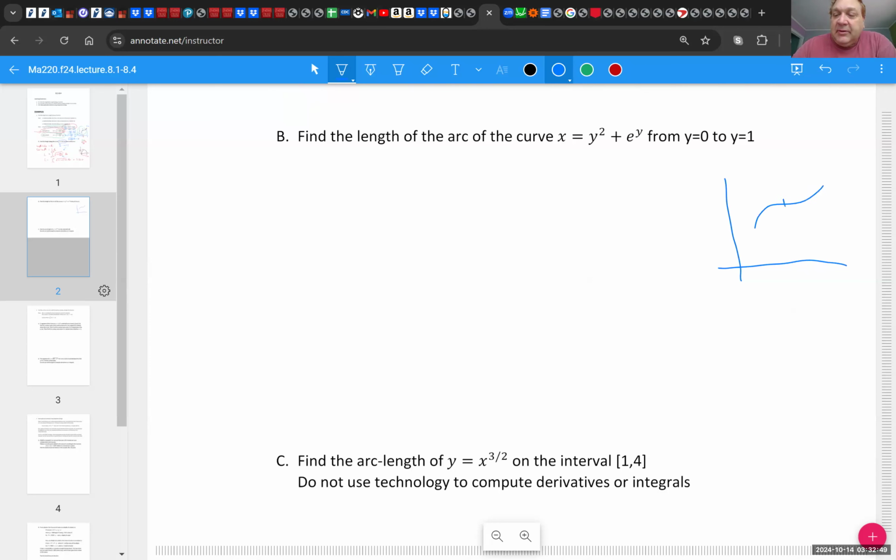I'm going to be dividing it up into little segments, little ds segments, right? So we're just going to add up all the little ds's. So the length is going to equal the integral of ds. We've got to find out where it starts and where it ends. So apparently it starts at y equals 0. So maybe let's just put this down here. It starts at y equals 0 and it ends at y equals 1.